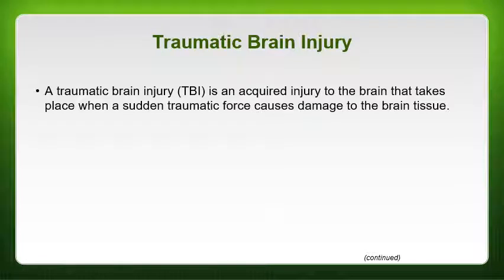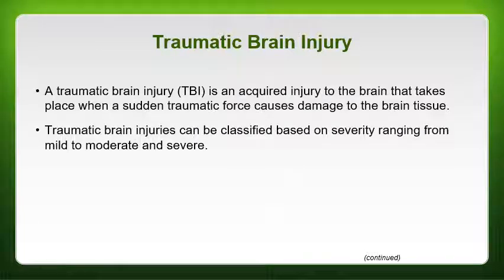All right, next looking at traumatic brain injury. A traumatic brain injury is an acquired injury to the brain where there has been some type of force that causes damage to the brain tissue. Again, these injuries can be classified based on severity. We're going to go through the severities and discuss what they mean as far as the range of damage that takes place and how the individual will usually be treated.